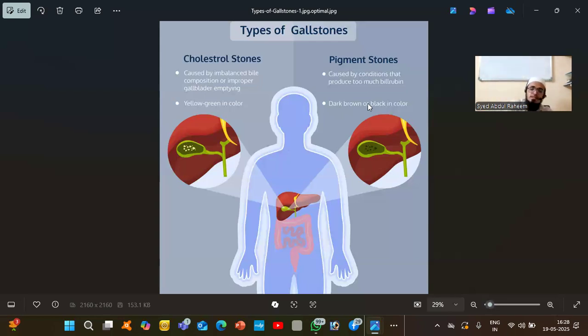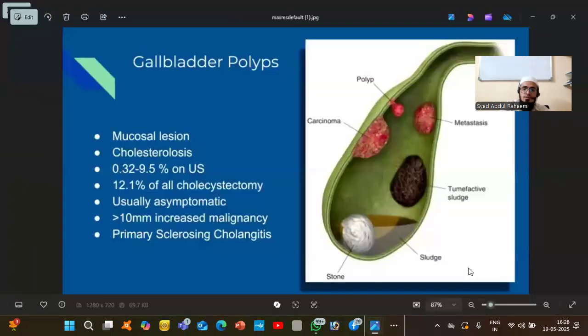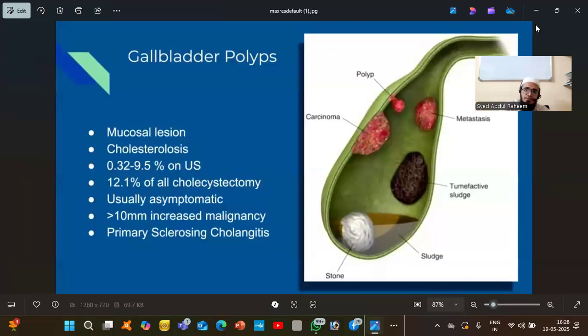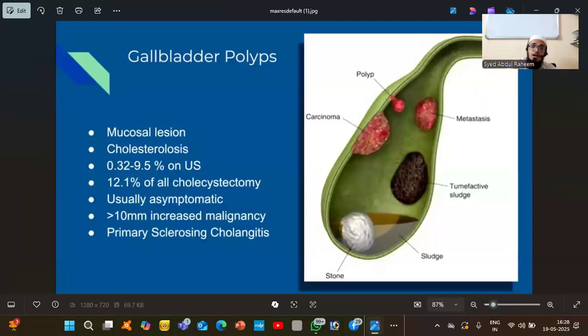Next, the most common disease of the gallbladder is gallbladder polyps. So what happens? It is the gallbladder. Okay. In that you have an empty space. It is the inner lining, and the outer lining: inner membrane, outer membrane.